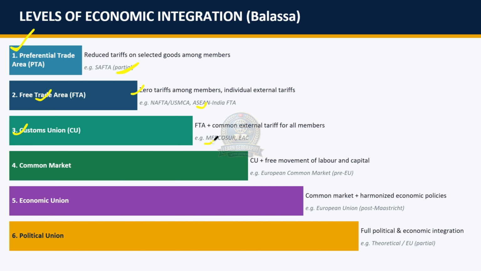Example, Mercosur, EAC. Then common market, CU plus free movement of labor and capital, European common market, pre-EU. Pre-EU, that means before the European Union. Economic Union, common market plus harmonized economic policies, European Union post-Maastricht. Then political union, full political and economic integration, theoretical, European Union partial. Okay, these are levels of economic integration according to Balassa.